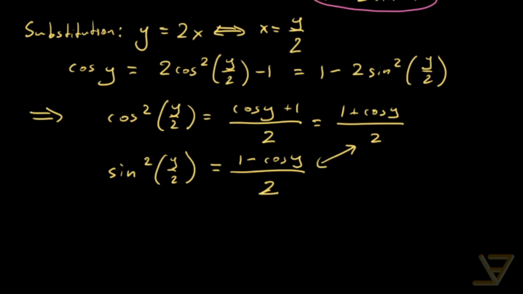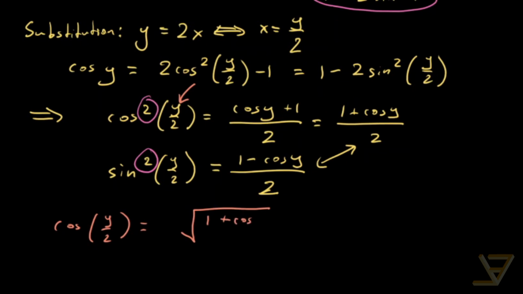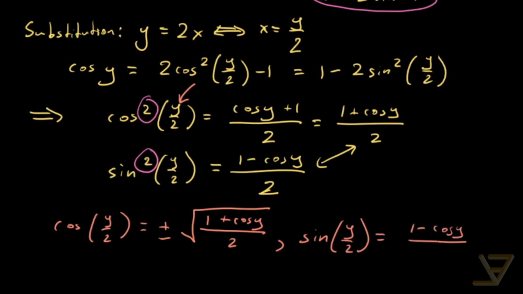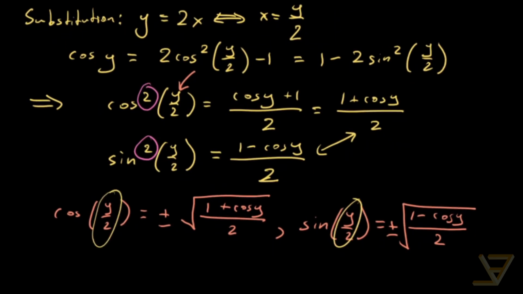Now you might be wondering, can we get rid of these squares? And the answer is yes, you can get rid of the squares if you know the quadrant in which y over 2 lies. So cos of y over 2 is equal to the square root of 1 plus cos y over 2, but you have to put a plus minus there. And sine of y over 2 is equal to the square root of 1 minus cos y over 2, and you have to put a plus minus here as well. And whether it's a plus or minus is going to depend on the quadrant in which y over 2 lies. And you'll have to figure that out manually.